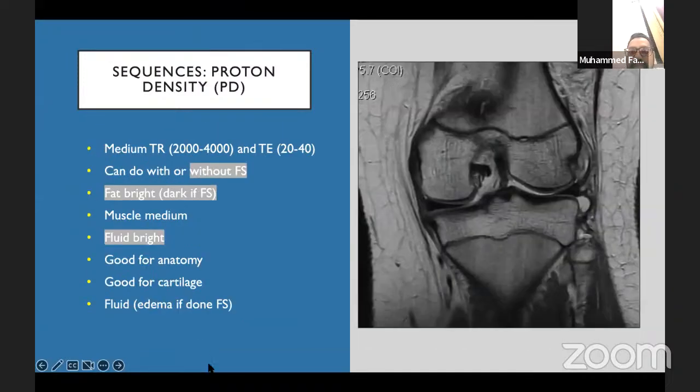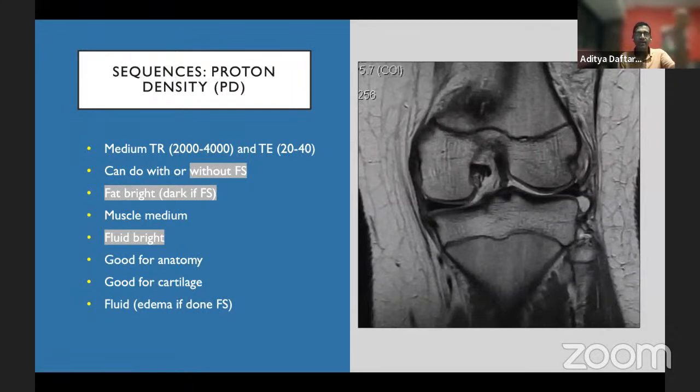Okay. Now, the next type of sequence that we have is the proton density sequence. And the proton density sequence, this is the workhorse. What this does is it's the Ganga Jamuna. We take a little bit of T1, we take a little bit of T2, we put them together and we get these images that give you very good anatomy. They will show you bone edema and fluid, and you get a great look at articular cartilage and everything else. So these are the workhorse sequences that we use in our practice.